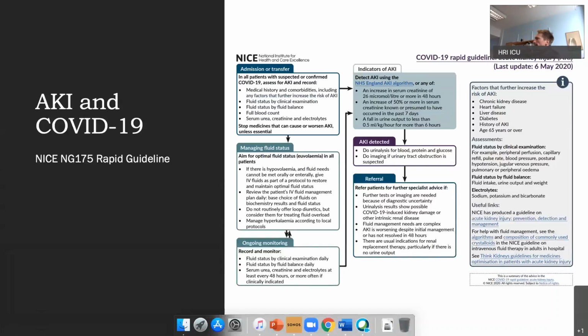I think this is really unlikely to come up in an exam, but it's important to mention that NICE have also released a rapid kind of management guideline in relation to COVID-19. And this is probably why we're all sat here doing this remotely rather than having a face-to-face teaching session.